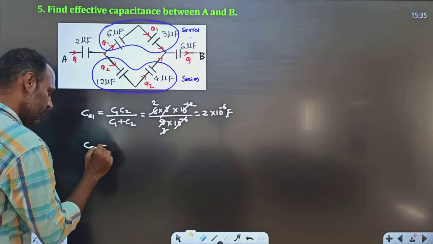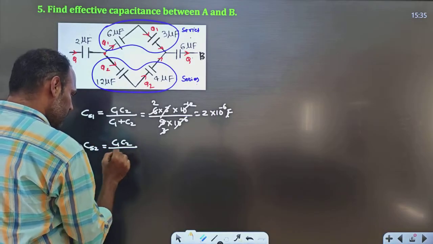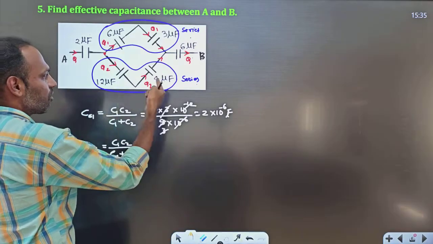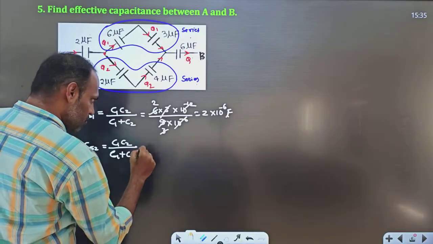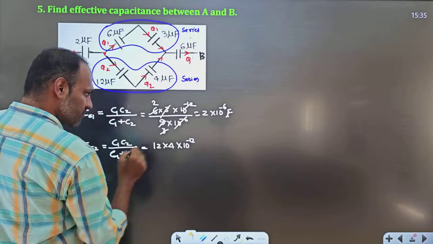Similarly, CS2, again we have to take the same formula, C1 into C2 by C1 plus C2, but this time the capacitors are 12 microfarad and 4 microfarad. Correct? So it will be 12 into 4 into 10 to the power minus 12.